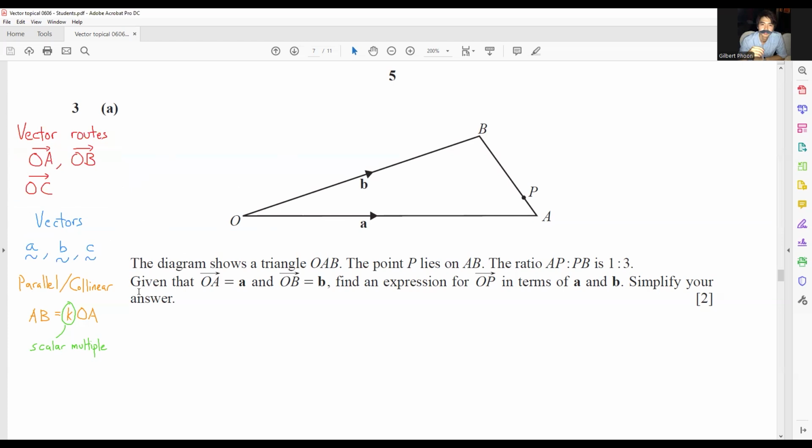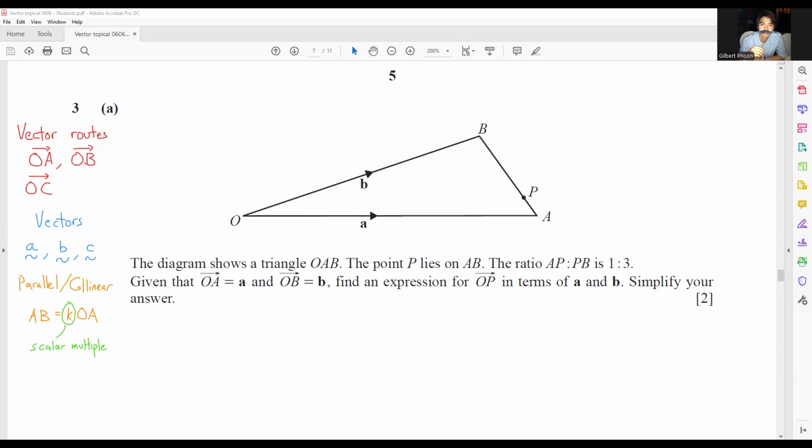And then one more thing to remind everyone about is that if the vector is parallel or collinear, that means they fall on the same line, they are always some form of multiple of each other. The example that I have given here is AB is equals to a multiple of OA. Okay, so if there are consistent multiples, then they can be in the form of parallel lines or collinear. Okay, so now let's look at the first question together here.